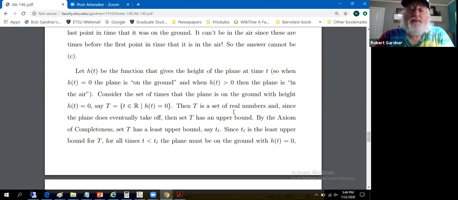Then capital T is a set of real numbers. Think of it as ranging over all times from negative infinity up until when it takes off. The plane eventually takes off, so there's an upper bound on this set. Now getting into the math stuff a little more. It eventually took off, so eventually it's in the air, and its height is positive, and we've assumed it stays in the air to get the right kind of story, really. So set T is a set of real numbers that has an upper bound.